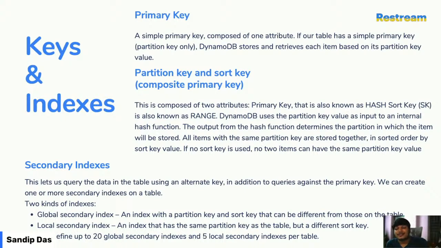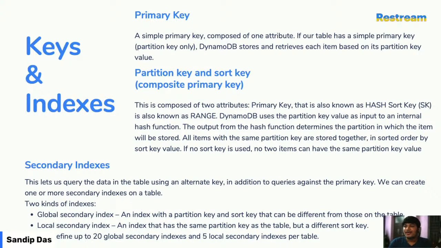Okay, so that's the reason a primary key, or a simple primary key composed of one attribute, has to be unique, if there is no other composite key or sort key available. If our table has a simple primary key or partition key, DynamoDB stores and retrieves each item based on the partition key. So this primary key actually means the partition key as well.